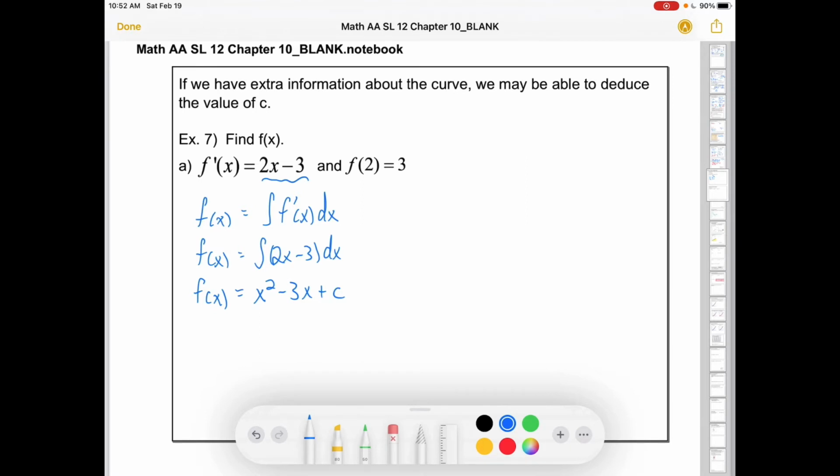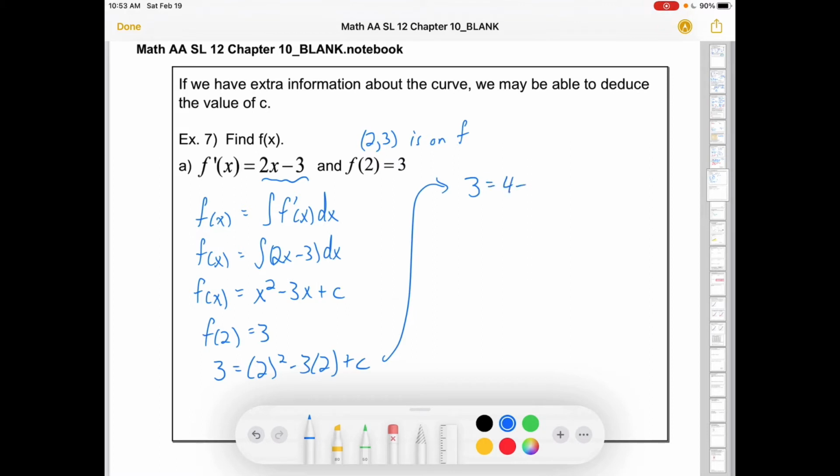At this point, it looks like we don't know c, except we know that the point (2, 3) is on f. So when you substitute 2 for x, you should get 3 for y. That could get us down to fewer letters here. So 3 is equal to 2 squared minus 3 times 2 plus c, or 3 is equal to 4 minus 6 plus c, or 3 is equal to negative 2 plus c. Oh my gosh, c is 5.